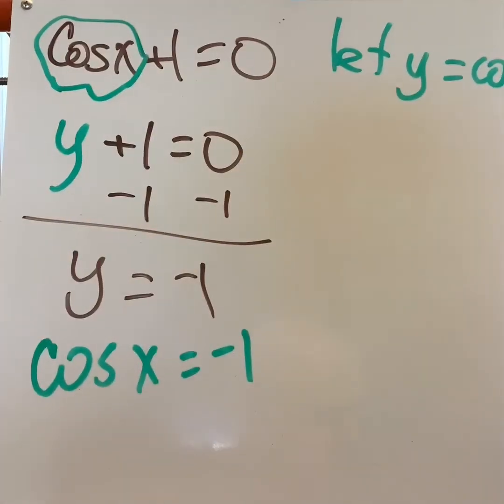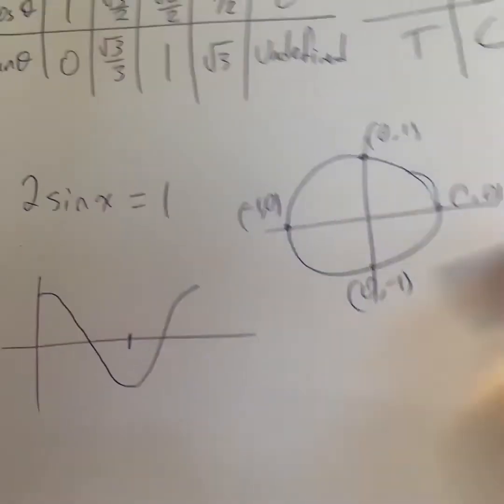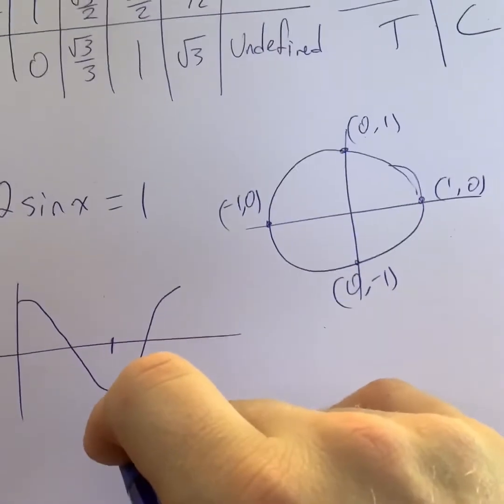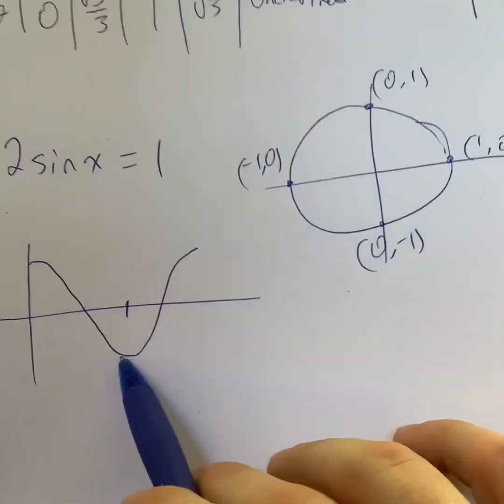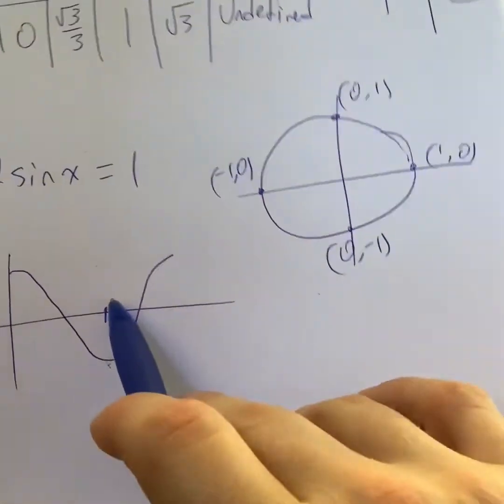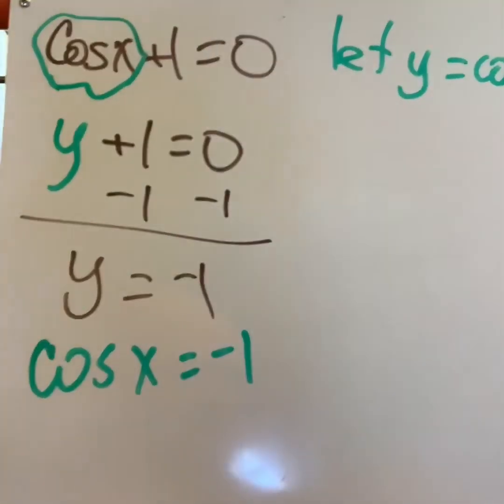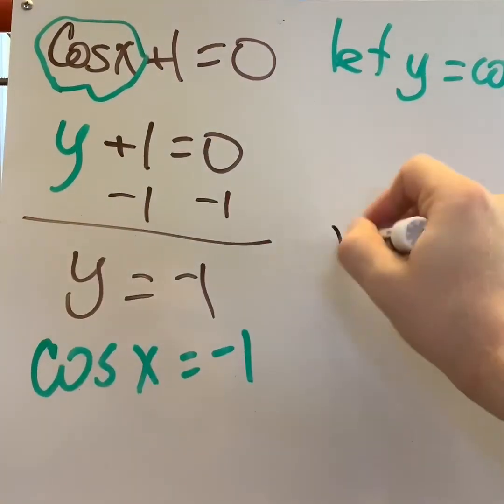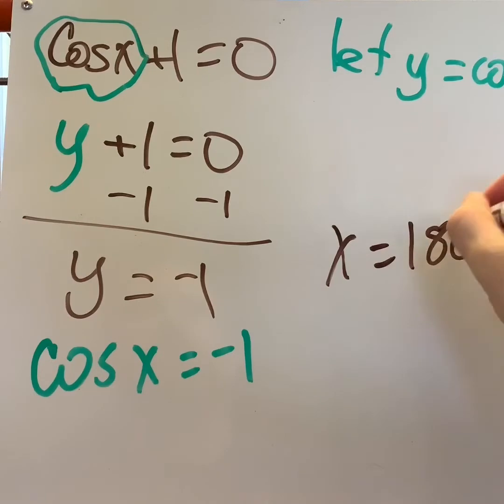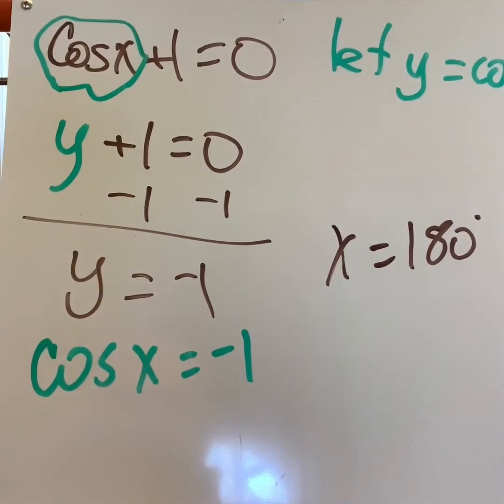You can also think of the cosine graph, which we've done already. The cosine graph between 0 and 360 only hits our minimum value of -1 one time, and that's down at 180 degrees. So the answer here is x equals 180 degrees, and that's it. There are no multiple answers for this one.